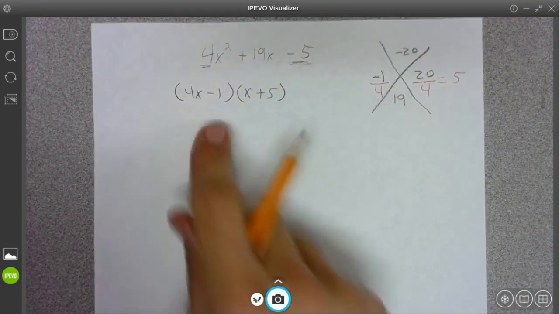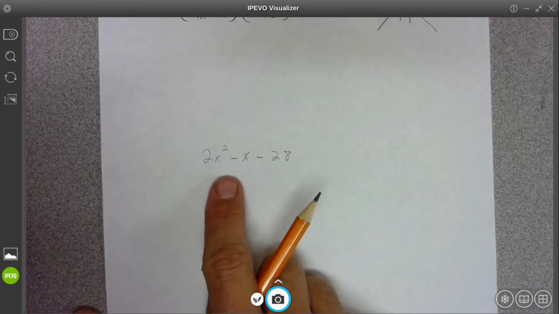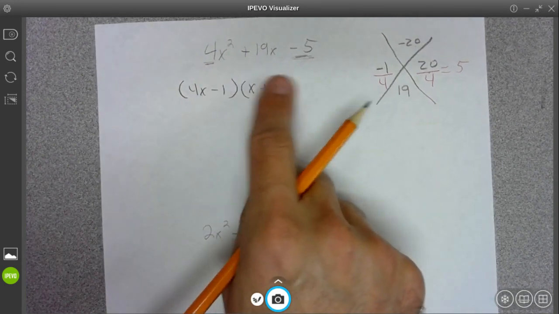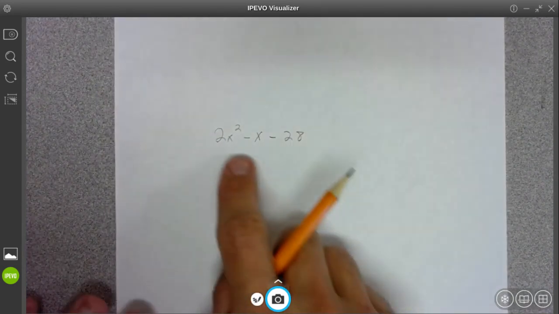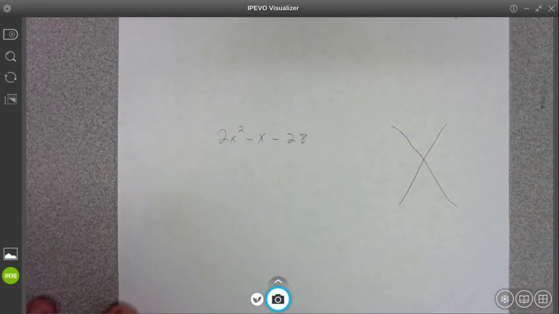Okay, check your answer, multiply it out. Let's do the next one. I should have checked earlier. I didn't check up here, but they didn't have a greatest common factor. Down here, they don't have a greatest common factor either.